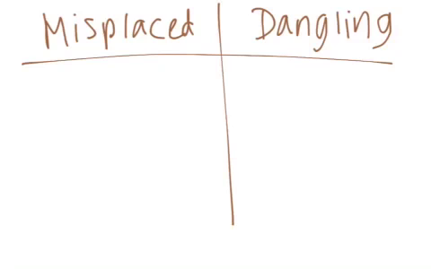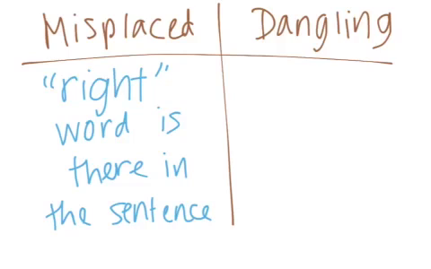Misplaced and dangling modifiers are often confused. But never fear, I am here, and your confusion will no longer be here. Yay! Because there really is a very simple and easy to remember difference between the two. For a misplaced modifier, the word or words that the modifier is intended to describe is there or present in the sentence. The right word is there, but the modifier is describing the wrong word. So all we have to do is move the modifier as close as possible to the right word.